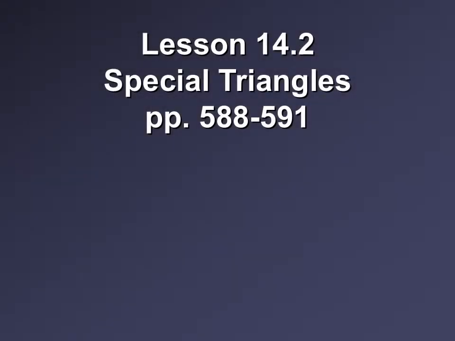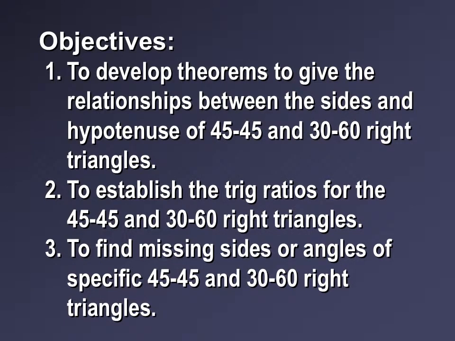We're going to apply trigonometry to special triangles. So we're going to learn the theorems behind these special triangles and the relationships between the sides and hypotenuse of 45-45 degree and 30-60 degree right triangles. We're also going to establish the trig ratios for the 45-45 and the 30-60, and then we're also going to find missing sides or angles of 45-45 and 30-60 triangles.